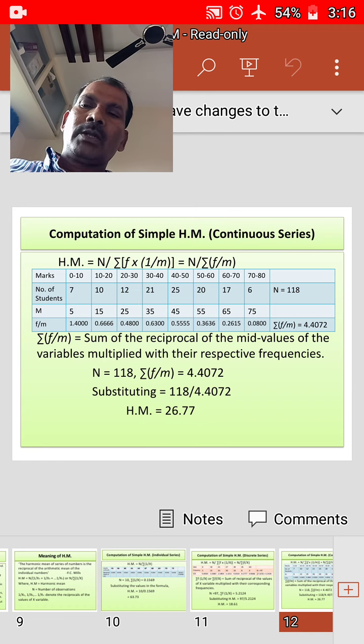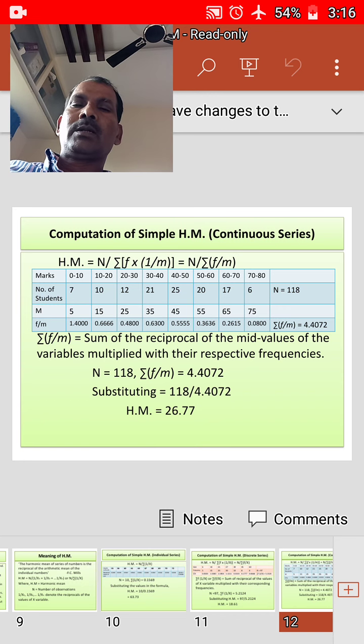While considering this data, first we need to find the midpoint for the given continuous series, that is, marks. For the midpoint, you add the lower and upper limits and divide by 2. That is 0 plus 10 is 10, 10 by 2 is 5. The first class mid value is 5. Second class mid value, in the same manner, 10 plus 20, 30 by 2, is 15. And third is 20 plus 30, 50 by 2, is 25.